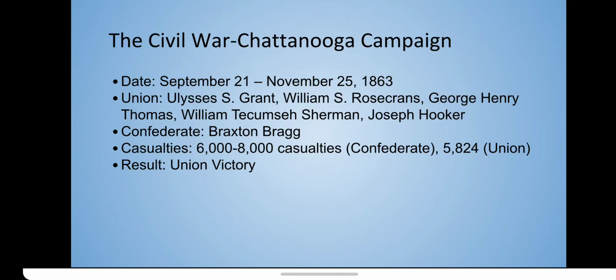And so the casualties on here for the Confederates were anywhere between 6,000 to 8,000. And on the Union side, we had 5,824. And not bad that the Union actually had fewer casualties and actually won the battle. So good for them. But that is a big battlefield. And there were times there, if you go to that one part, it looks like the Confederacy is going to win that battle, but they did not.